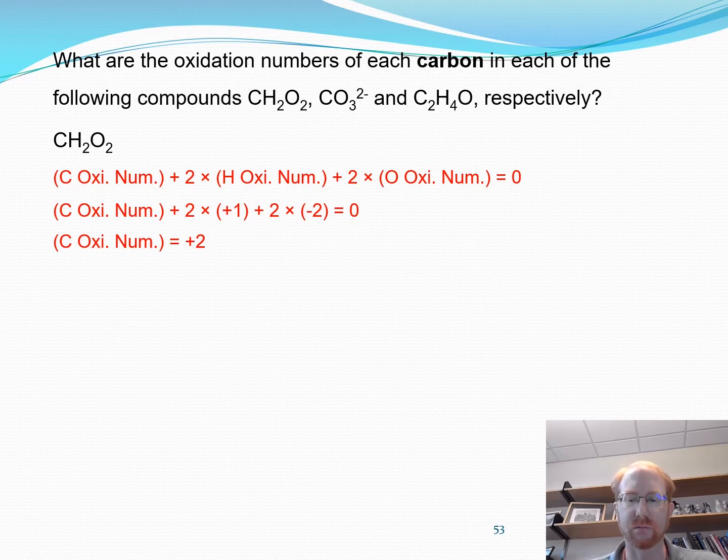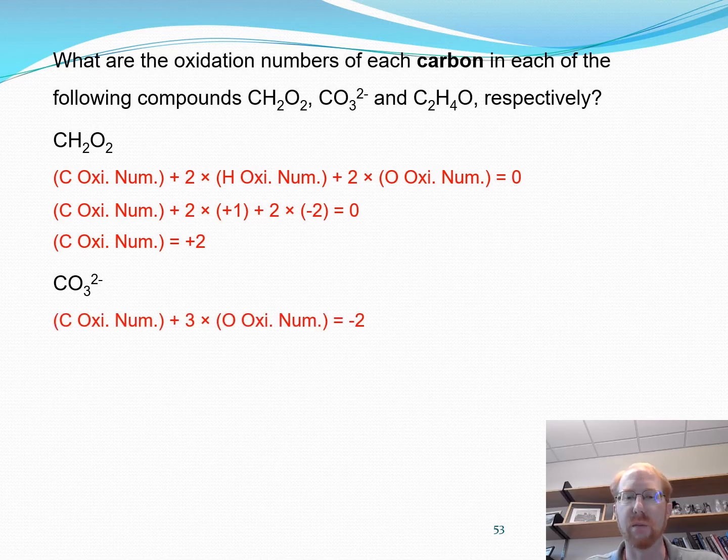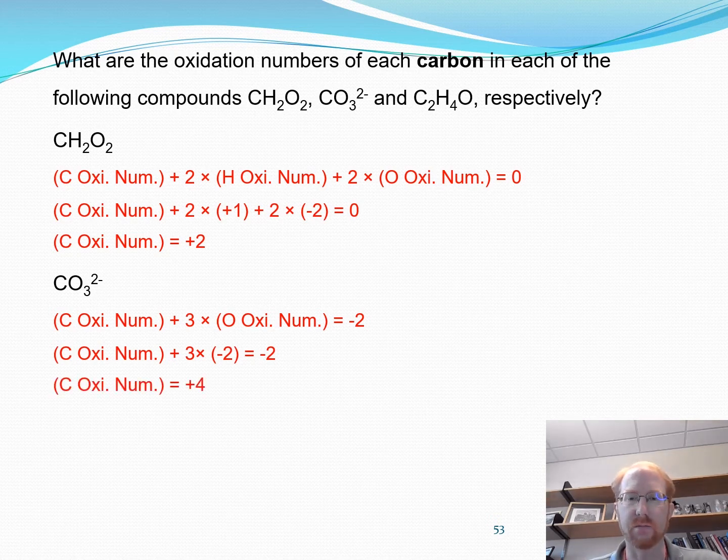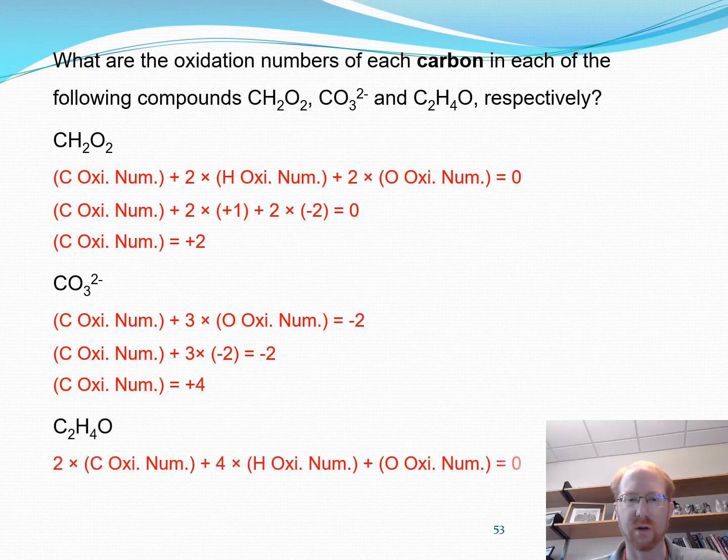For the carbonate ion, CO3 2-, we set it up the same way, but now we set it equal to -2, the charge of the polyatomic ion. Oxygen, again, is always -2. So that means carbon has to be a +4 in this case. And then for our last molecule, C2H4O, we break that apart: 2 carbons plus 4 hydrogens plus our oxygen. Again, hydrogen is +1, each oxygen is -2. That means carbon here is a -1 value.